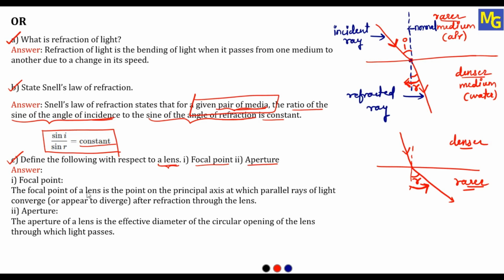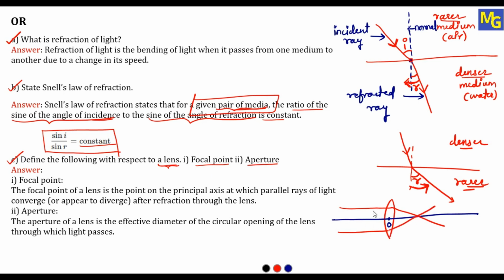The focal point of a lens is the point on the principal axis at which parallel rays of light converge or appear to diverge after refraction through a lens. See, very simple. Consider a lens like this. This is a convex lens, and if this is the principal axis, then this point is called the optical center. Now what happens? Whatever light rays are incident on the lens like this will get refracted like this and bent on the other side. Then the next light rays will go like this and bend like this.